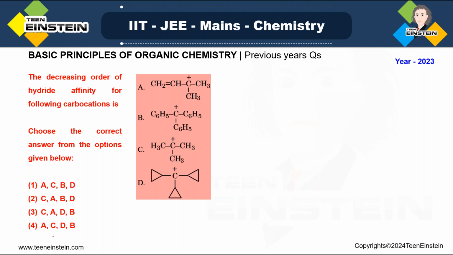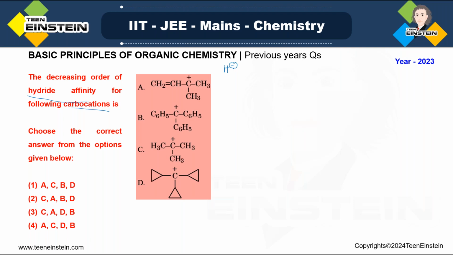Next question, the decreasing order of hydride affinity for the following carbocations. Now what is hydride? Hydride is basically negative charge over hydrogen, that is called hydride. Now hydride affinity means the positive charge that is present in carbocation, it is obviously searching for some negative charge. So that is why obviously it will have some hydride affinity.